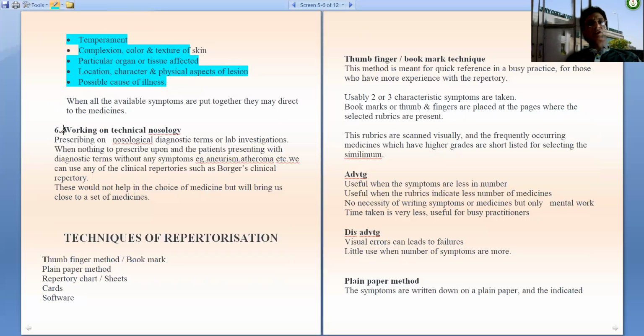Then sometimes we have to work only on the nosology when there is nothing present in the case. Only diagnostic rubrics are there. Only lab investigations are there. So these diagnostic terms can be seen in our repertories like aneurysm, atheroma, etc. For that, various repertories are present in our profession, out of which you have got Boericke's repertory, then Boger's repertory, in which you can use clinical symptoms to choose the final remedy.